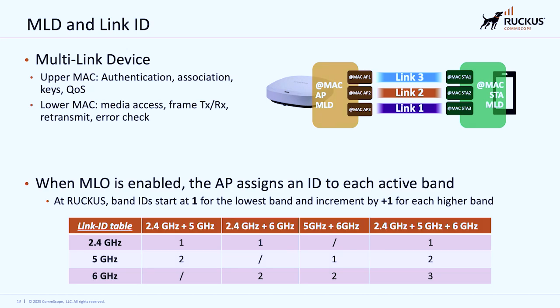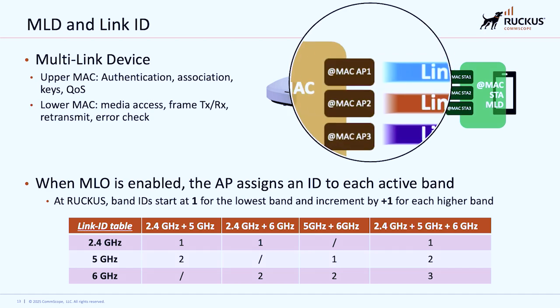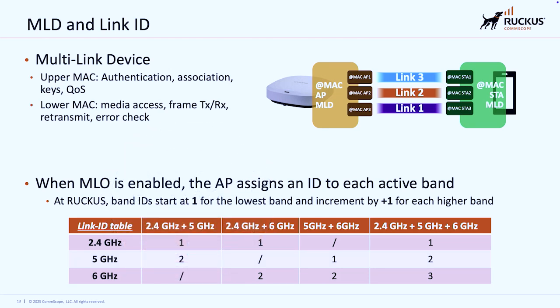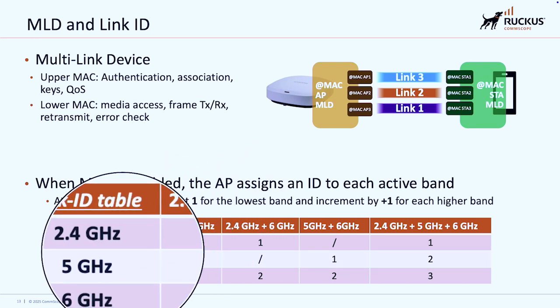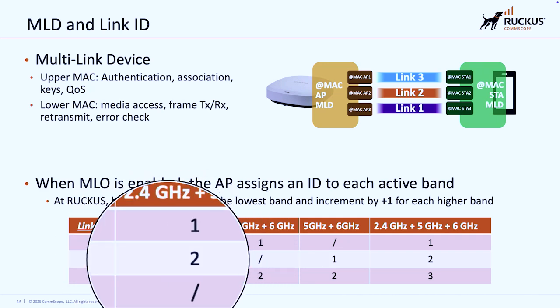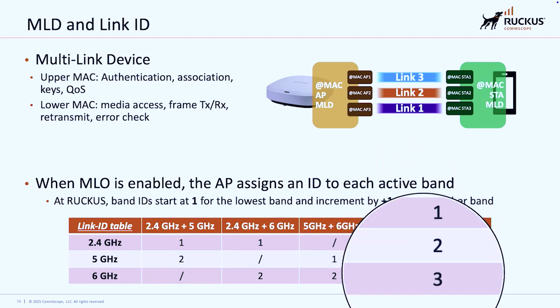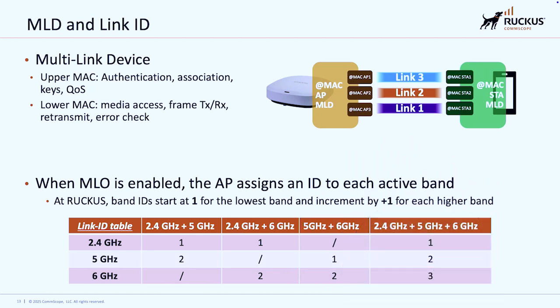One more point, if you have several links, it means that you need to identify them, and for that there is something named link ID. So link ID is just a value that you give to a link to be able to identify it, and as Ruckus, for the demonstration here, we decided that number 1 will be assigned to the lowest band, and then you increment by 1 each time you go upper. So if I take one example, with 2.4 and 5, it's going to be 1 for 2.4, and 2 for 5. If you do it for the 3 radios, it's going to be 1, 2, 3: 1 for 2.4, and 3 for 6.